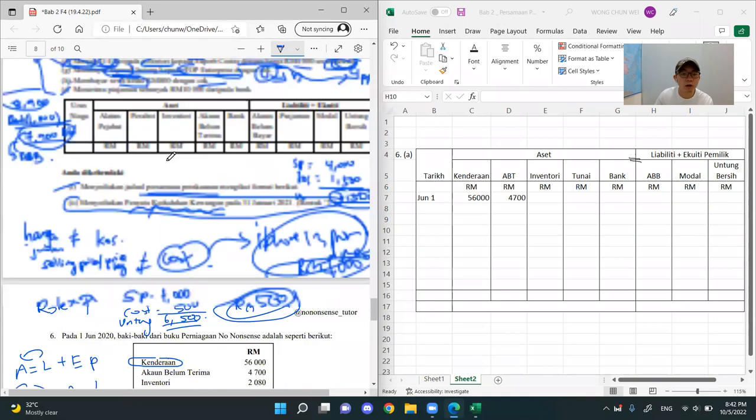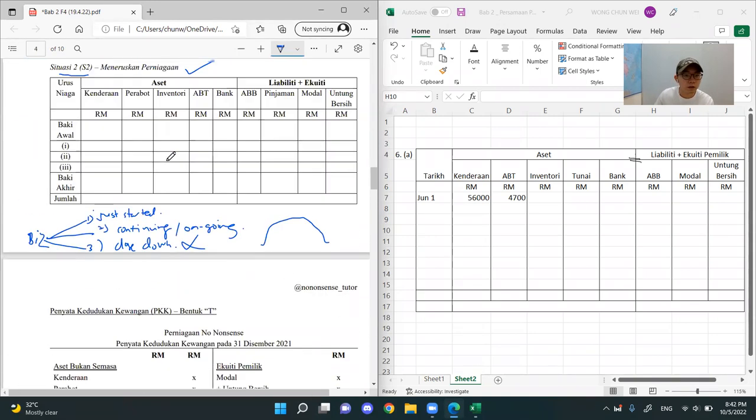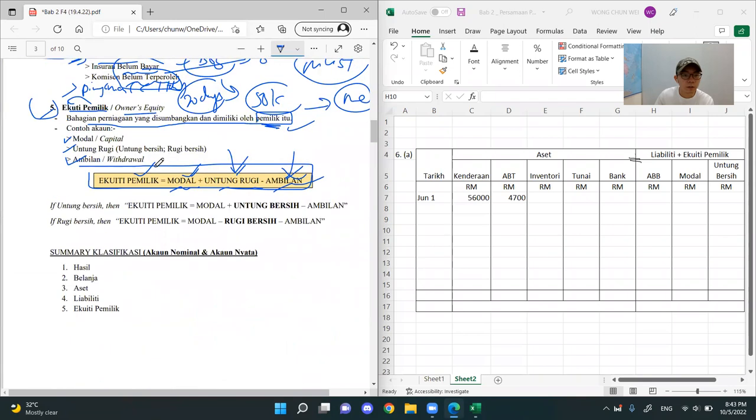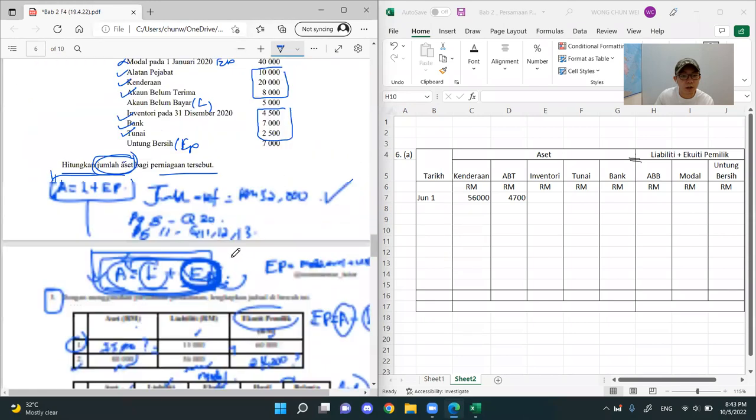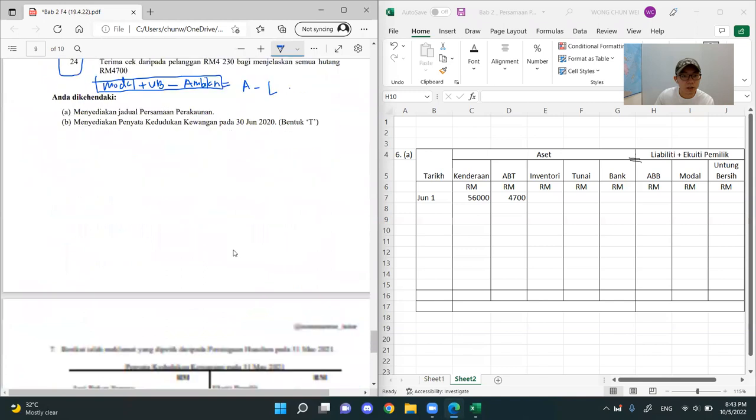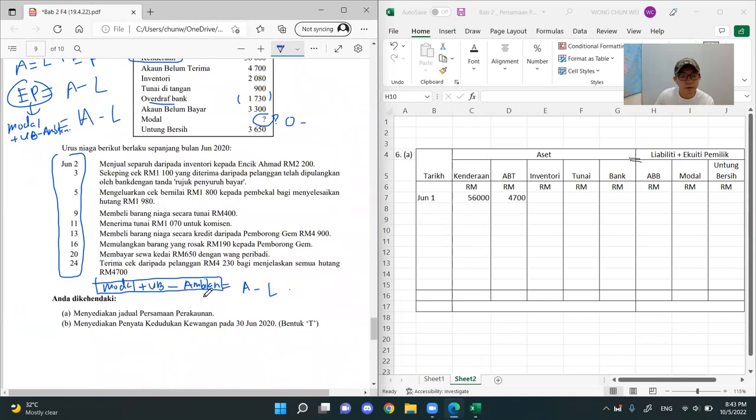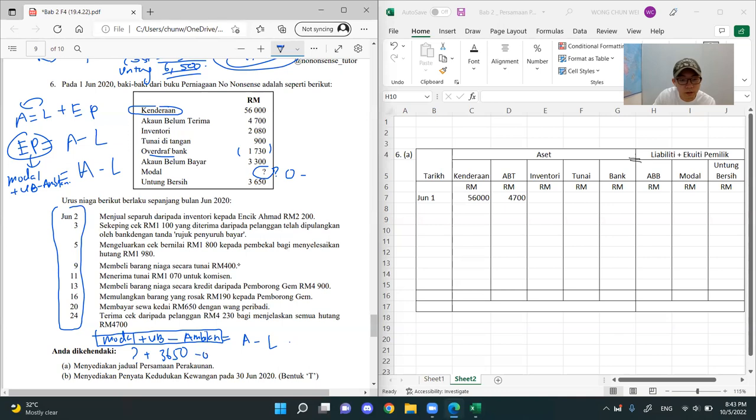So it's really all in your nota. Look at here. You see, equity per mille equals modal tambah untung rugi tolak ambilan. So that's why this is like that. Okay, so you got your modal. Your modal is tak tahu. And then your untung bersih is how much? 3,650. And ada ambilan tak? Tak ada ambilan. So it's 0. Alright, so minus 0. Then this equals your asset minus your liability.